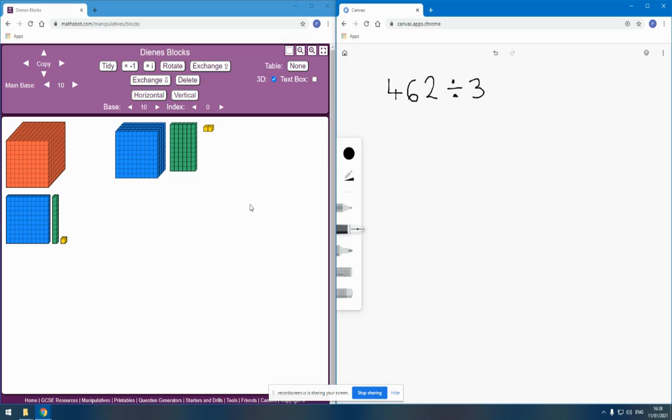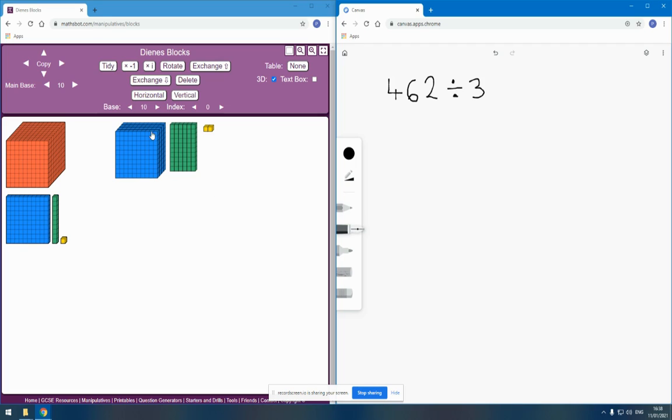And what we can see here is I've set up the number 462 using Dienes Blocks. The proper pronunciation, I'm reliably informed, is Dinesh, but many people will know them as Dienes Blocks. Now, you don't have to use Dienes Blocks for this. You can use place value counters. You can use multi-link even as well for something like this, provided you have enough of it. But this is the manipulative that I'm going to use.